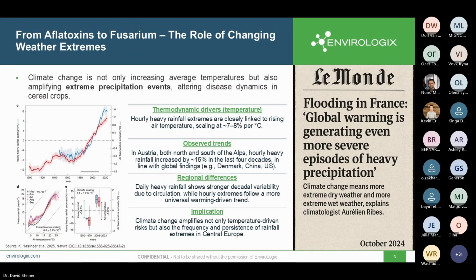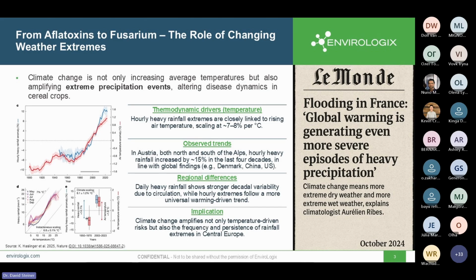And when we talk about climate change, we talk not only about heat and drought, it also brings more moisture and heavy rainfall. This is where Fusarium comes in, a fungus that thrives in humid and moderately warm conditions. From scientific reports, we know that heavy rainfall events increase by about 7 to 8% with every degree of warming. In Austria, for example, such extremes have already risen by around 15% in the past 40 years. Similar trends can also be seen in other countries like Denmark, China, or the United States.